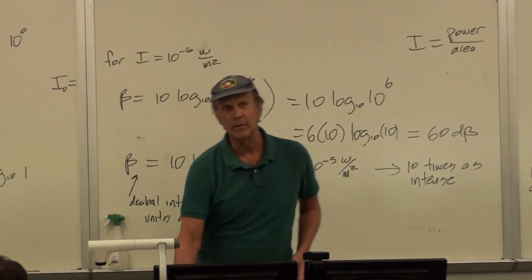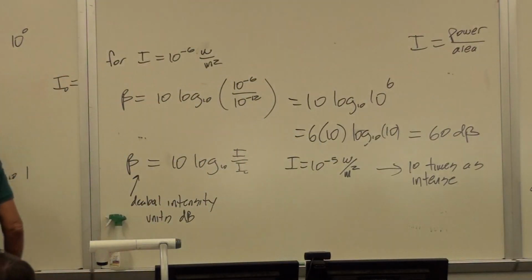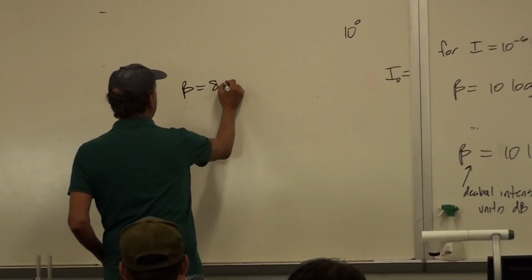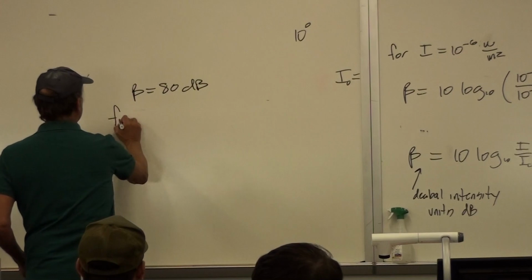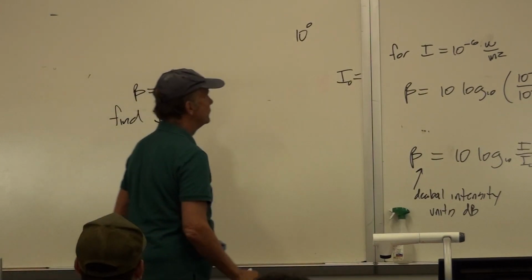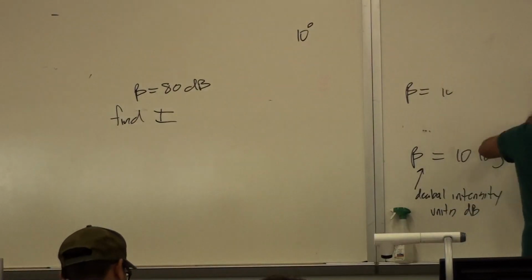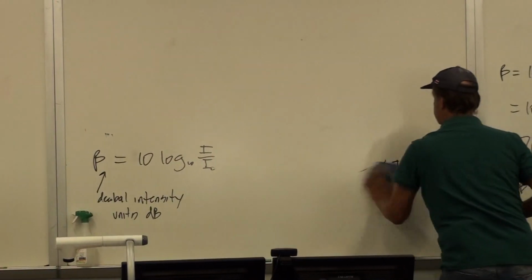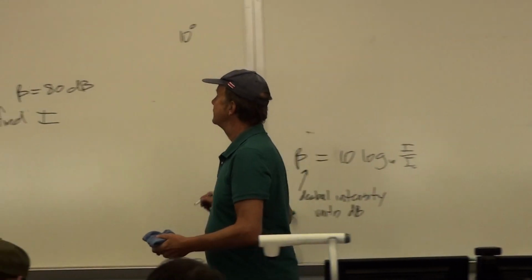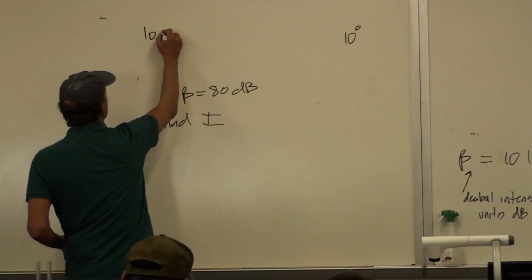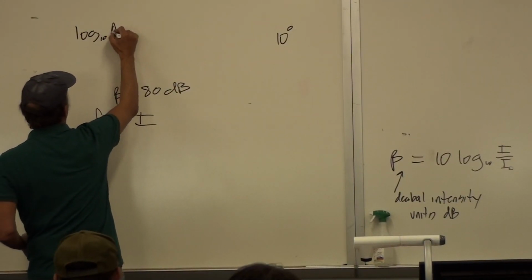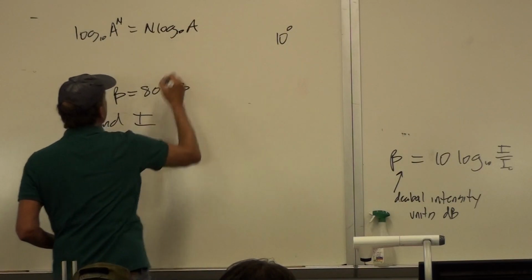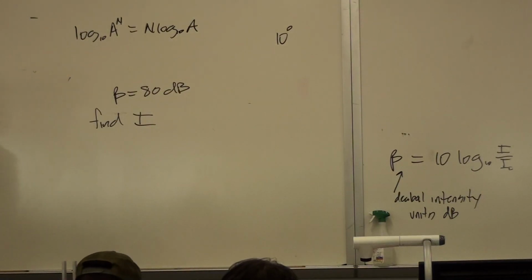Now sometimes you might be given the beta intensity and want to know what the regular intensity is. So what if I told you that the beta intensity was 80 dB and you want to find I from that? Then you'd have to work this relationship in reverse. So far we've used this relationship: log to the base 10 of a to the n is equal to n log to the base 10 of a. But now we're going to have to go a little farther with this.